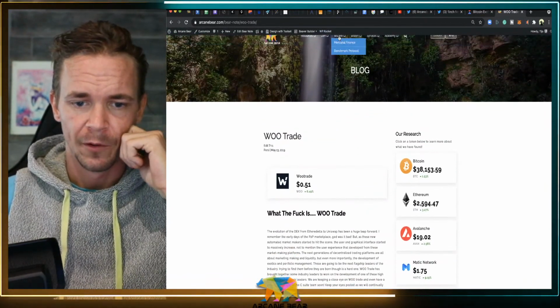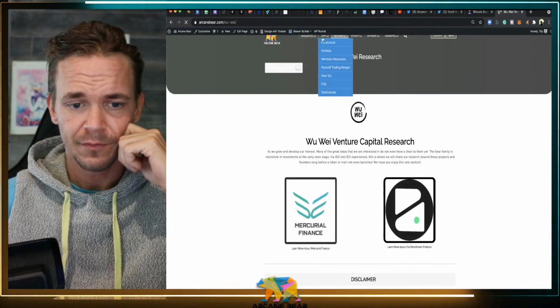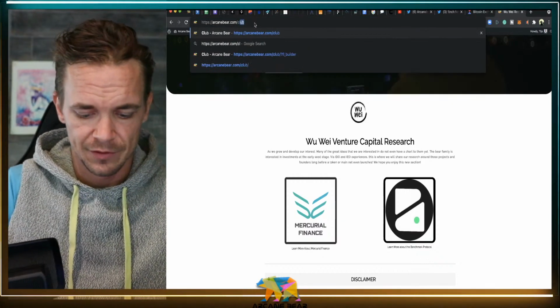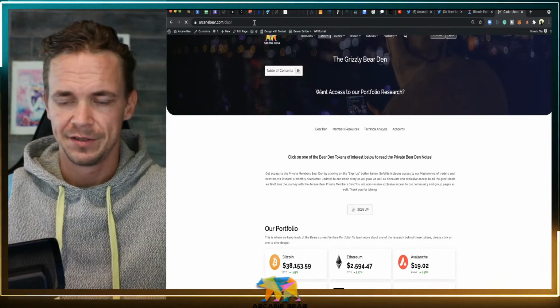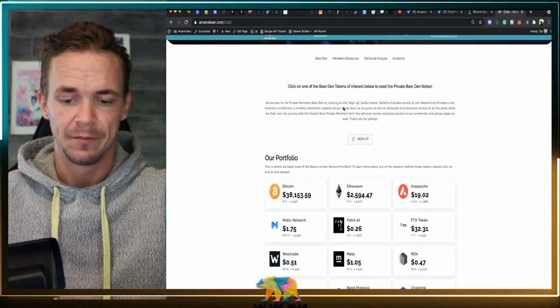So again, on Wu Wei, these are all venture capital investments before there were tokens. And then on arcanebear.com/club, those are all the investments of tokens on the secondary market where we were not able to either get in at early stage, pre-seed, or sale. And we're just looking at the open secondary markets as investments.